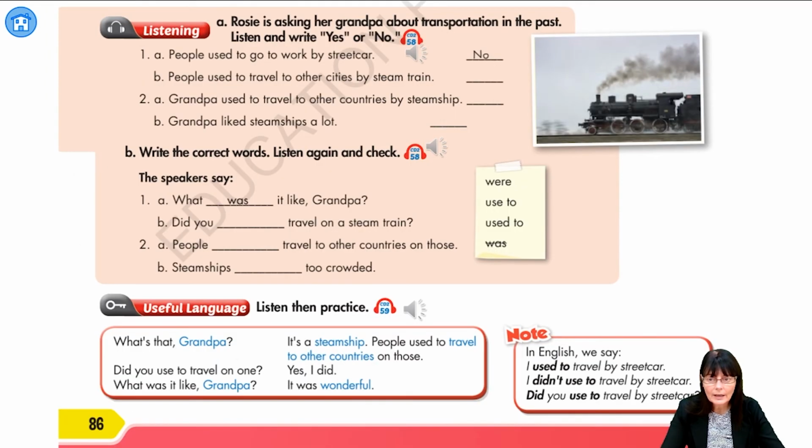Okay. So the next part again is a listening. So Rosie is talking to her grandpa about transportation in the past. Okay, so in the past, so it's from a long time ago, so not now. Okay, and so she's talking to her grandpa. So all you need to do is just listen carefully and write yes or no. And number 1A is done for you. So people used to go to work by streetcar. So no, the answer is no. But you can listen now.